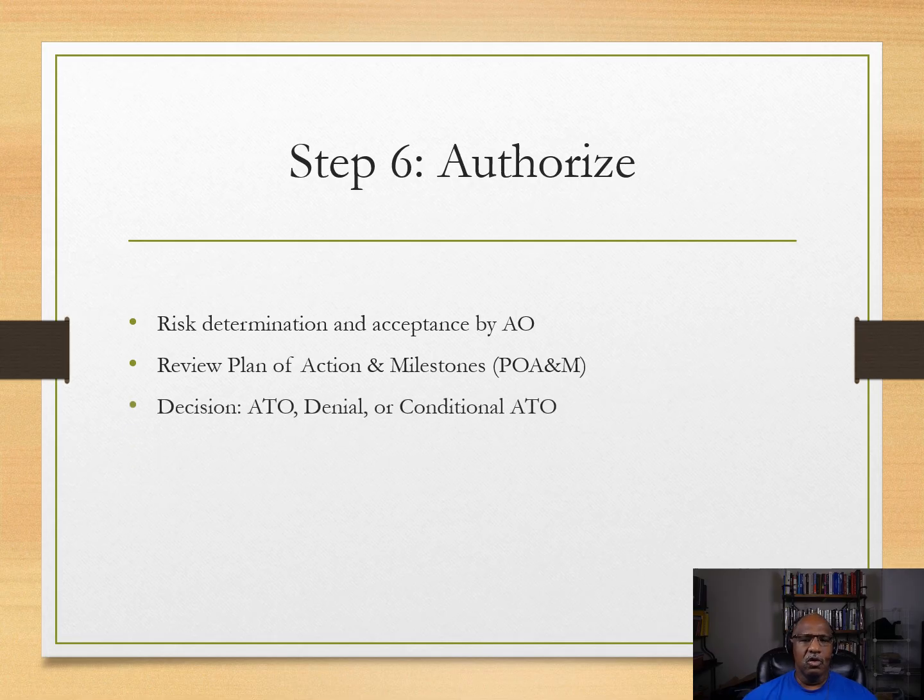You also have decisions made by the authorizing official, and there are only three decisions that can be made. Either the authorizing official is going to grant an authorization to operate, deny the system an authorization to operate, or grant a conditional authorization to operate.